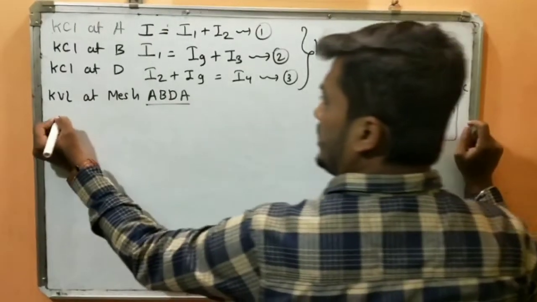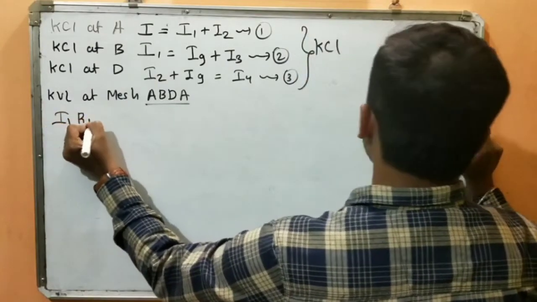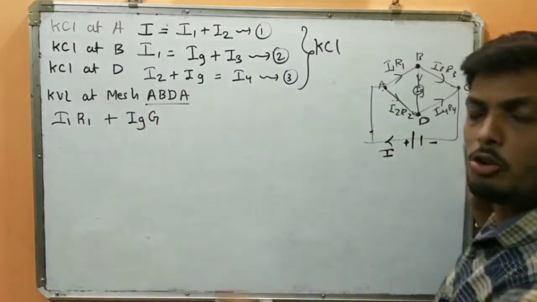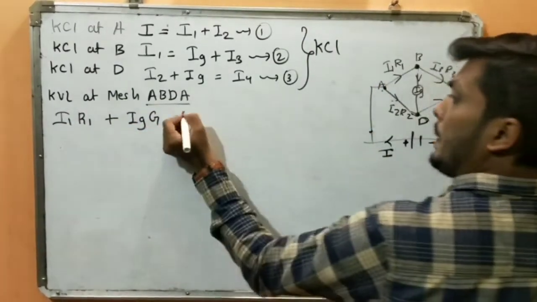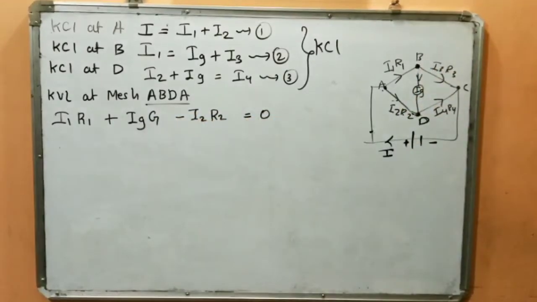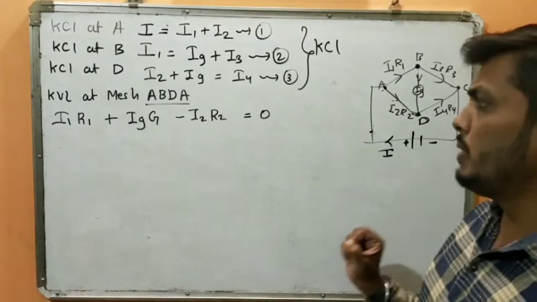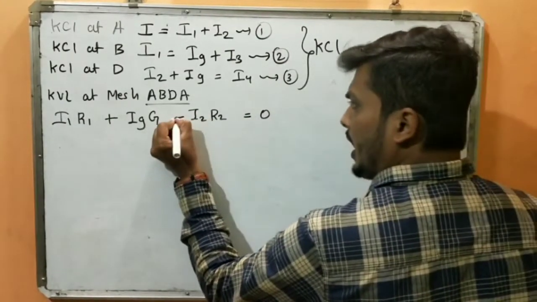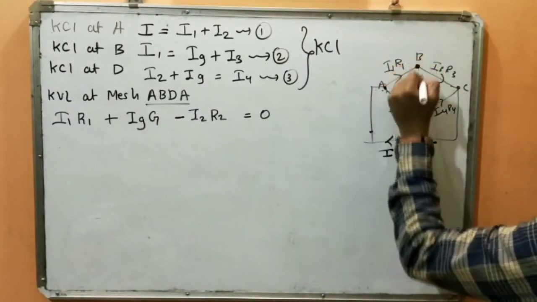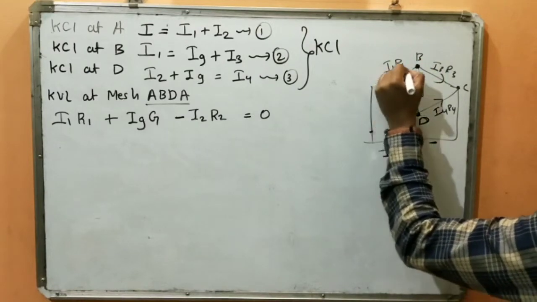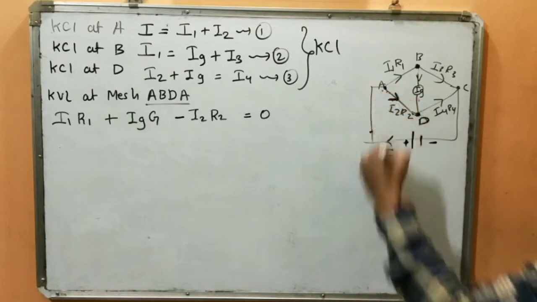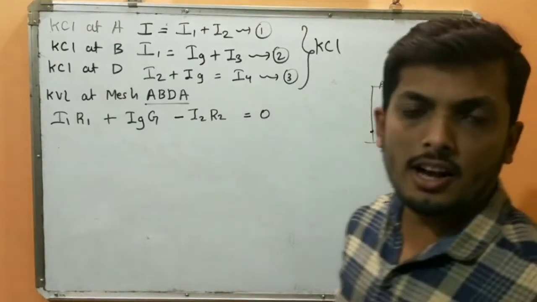Now apply Kirchhoff's voltage law at mesh ABDA. Look here, I can write I1 R1 plus IG G, where G is the resistance of the galvanometer and IG is the current through the galvanometer, minus I2 R2. This will be equal to 0. This is Kirchhoff's voltage law at mesh ABDA. You might be wondering why I have taken negative here. It's a loop in this direction, ABDA. Current is entering in this direction, but when I go along this path, the arrow mark is pointing opposite to me, so I will take a negative sign here.